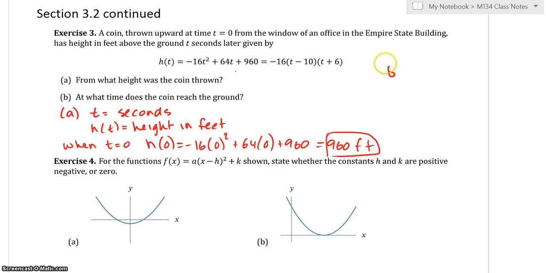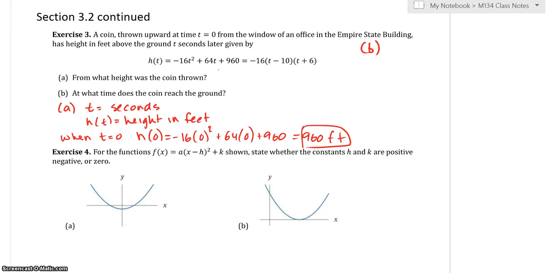Part B. Let's do part B. At what time does the coin reach the ground? So now we want to know what time the coin reaches the ground. And the coin reaches the ground when the H, the height, is 0. That's the key. So I could plug in 0 here, but the second equation, the factored form, is the one that I'm going to use.